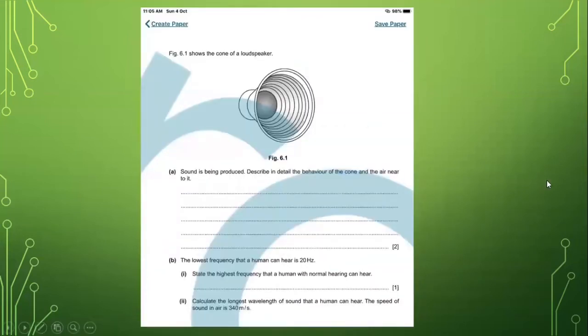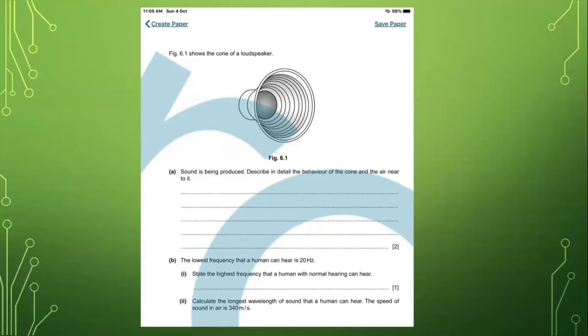Now let's take a look at some of the theory papers that we have. So the first question shows the cone of a loudspeaker. Sound is being produced. Describe in detail the behavior of the cone and the air which is near to it. So these kind of questions usually come in the chapter of sound, and it can also have a part where they can ask you how the sound wave is after being generated, how is it traveling.